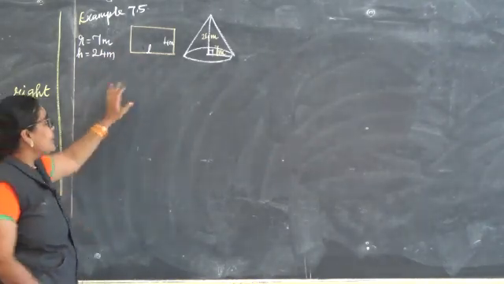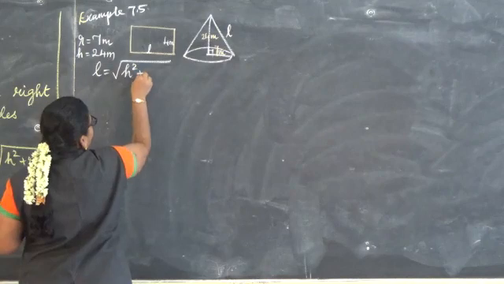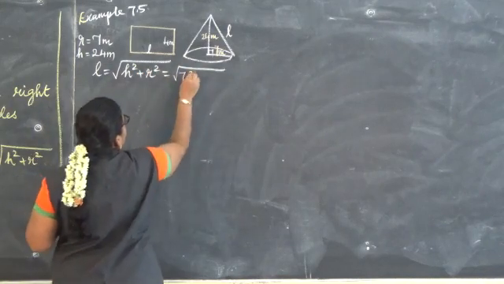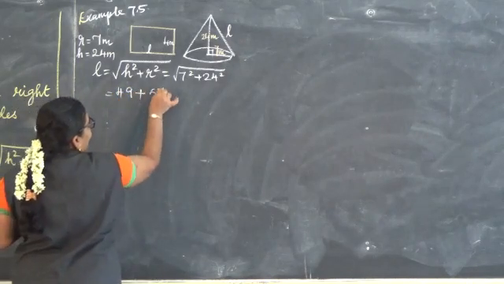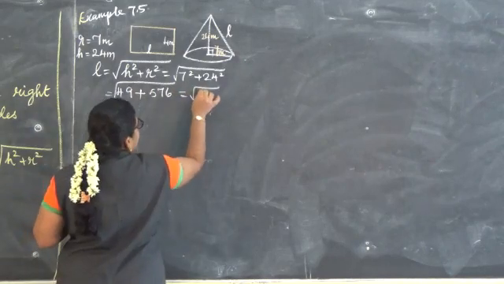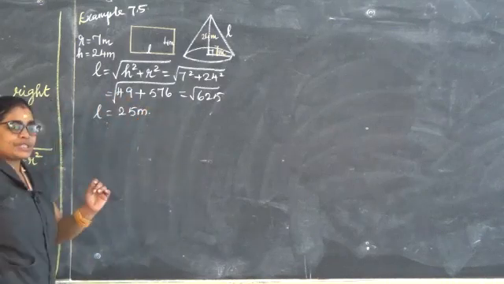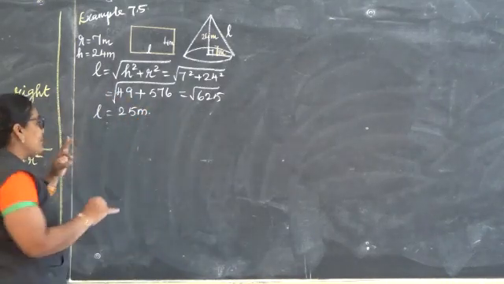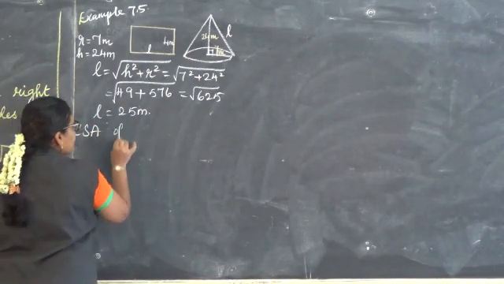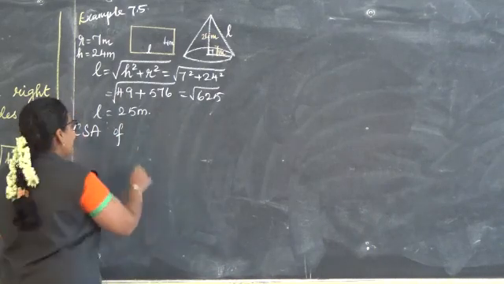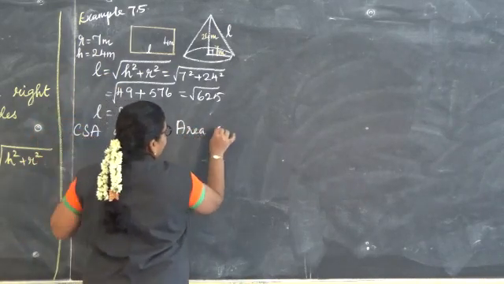To cover that one, we need your L. How to find L? L is equal to square root of H square plus R square, which is 7 square plus 24 square. You will be getting 49 plus 576, and at last it is 625, and L is equal to 25 meter, because we are covering the cone. So, what is needed here is CSA. CSA is the short form of curved surface area. Curved surface area of the given tent. CSA of the tent is equal to the area of the sheet.